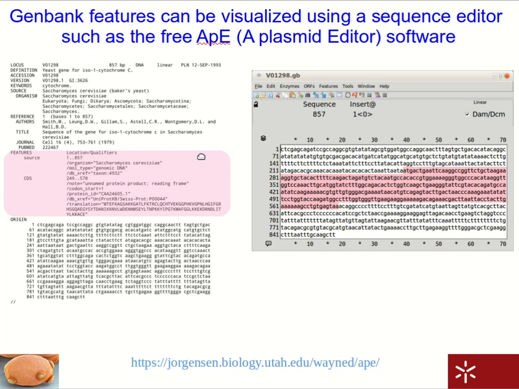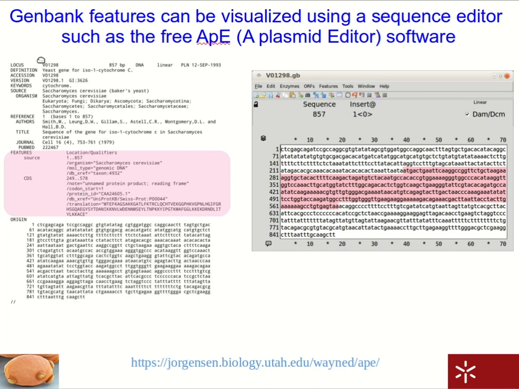As we saw in the previous slide, it's quite a lot of work to manually extract the sequence of features from the GenBank file. Luckily, we have a very nice tool to do that for us, and that is our ApE plasmid editor that you can get here if you don't already have it.